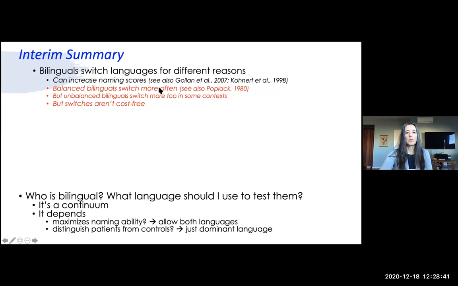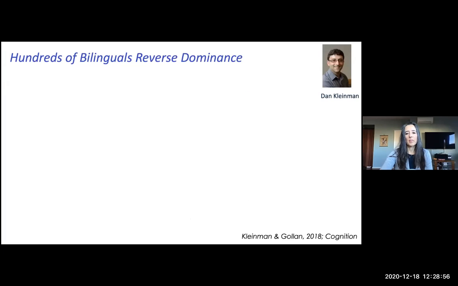Okay, so adding to our summary. Balanced bilinguals switch more often, but unbalanced bilinguals switch more too in some contexts, but switches are not cost-free. And I want to show you this recent replication that I think provides more convincing evidence for the idea that it's really inhibition of the dominant language.